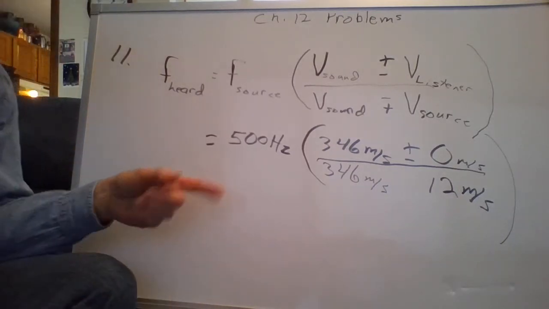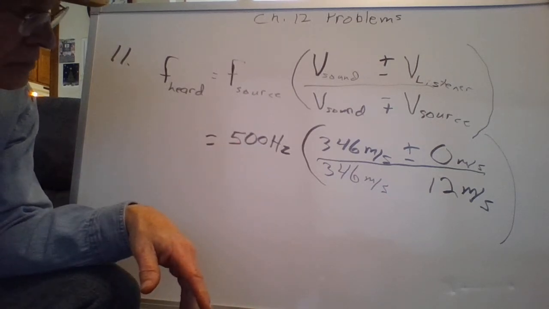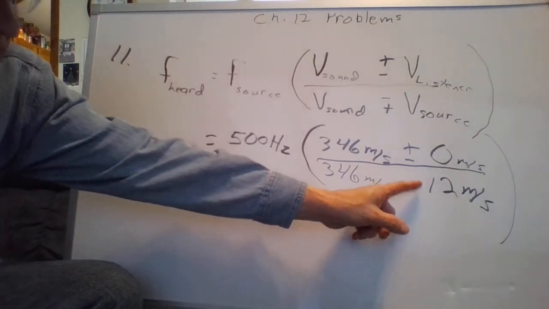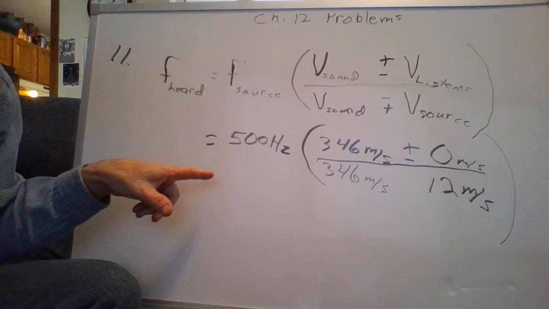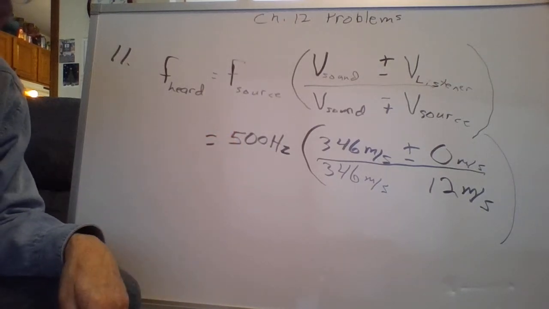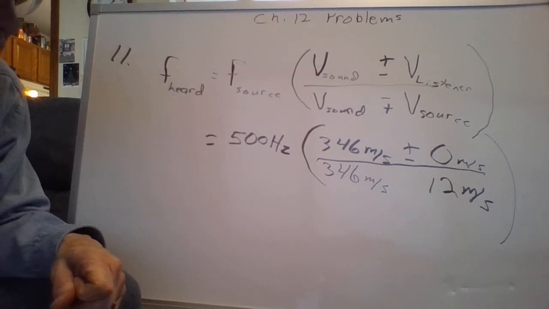So now let's go back to the equation. That number needs to get bigger. If we put plus or minus here on the 12 and we solve the problem and we come up with an answer that's too small, smaller than that, we did it wrong. We need an answer that's bigger than 500 because it's moving toward us.